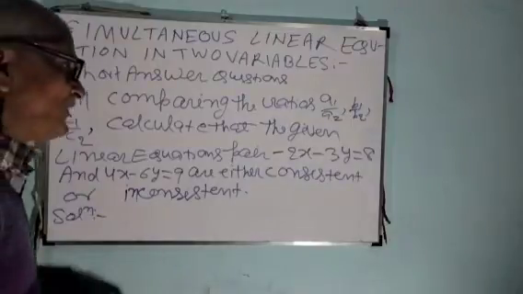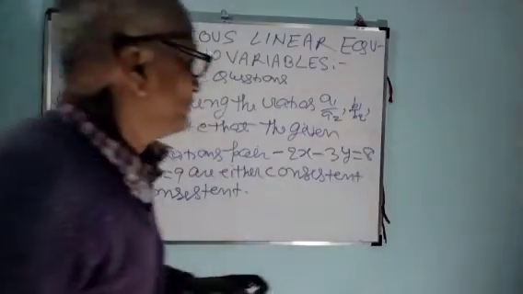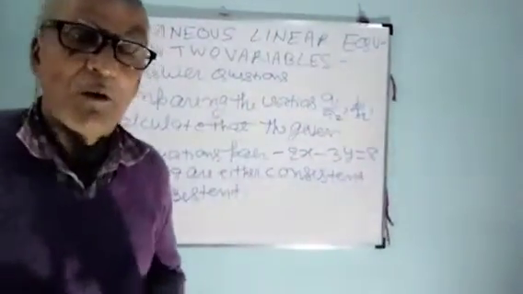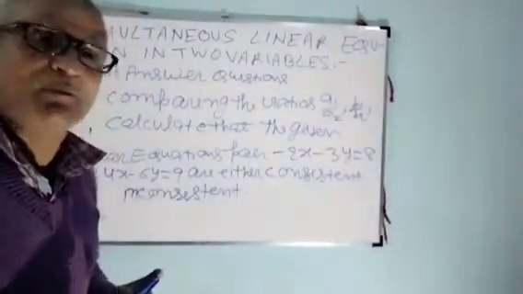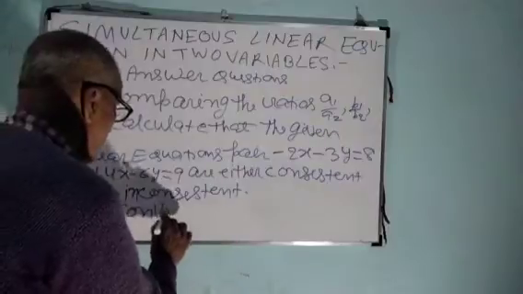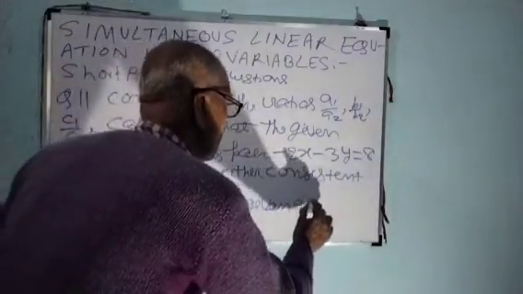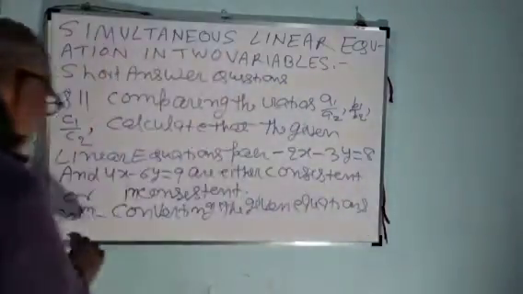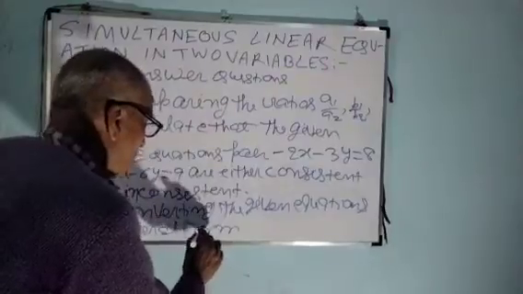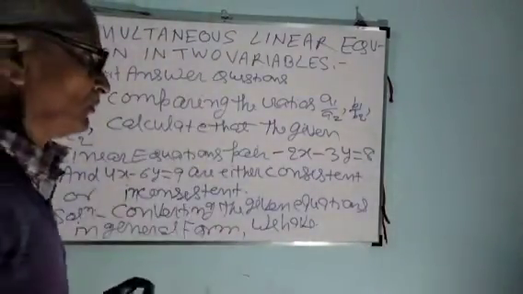First, we will convert the given equations into general form and then calculate A1 by A2, B1 by B2, and C1 by C2, and then we will determine whether the given equations are consistent or inconsistent by applying the condition which I have discussed in previous classes. Let us see. Converting the given equations in general form. Please note it in your notebook. Then I will write the next step.